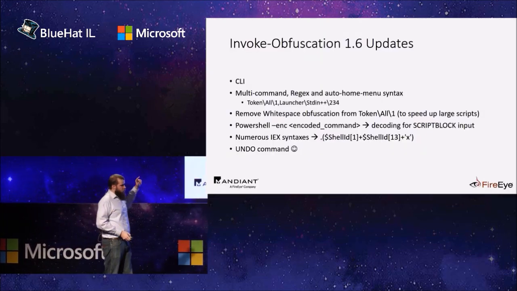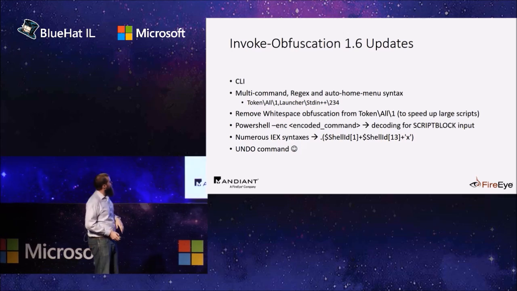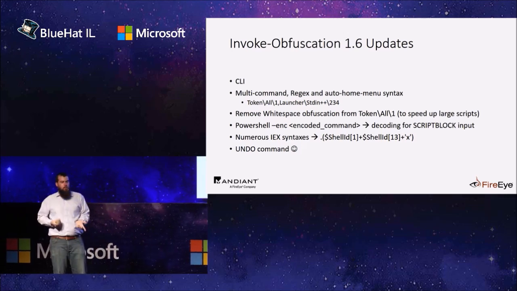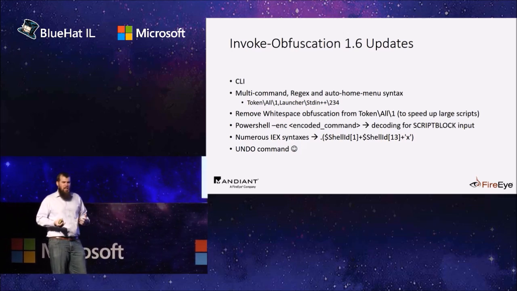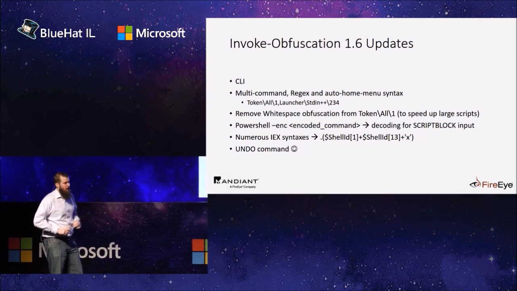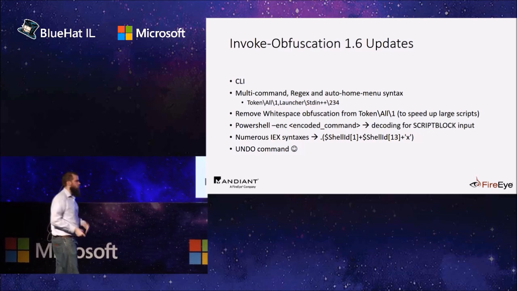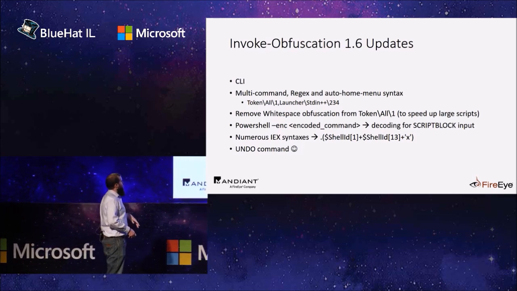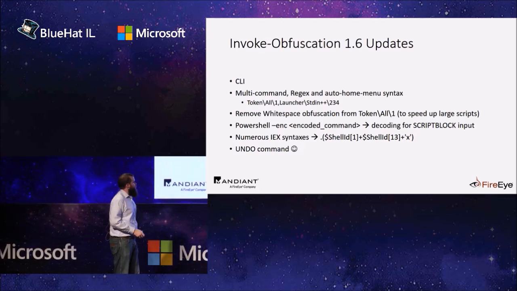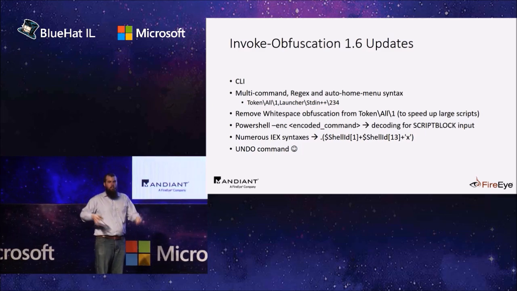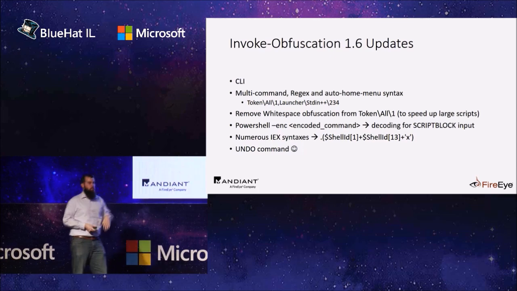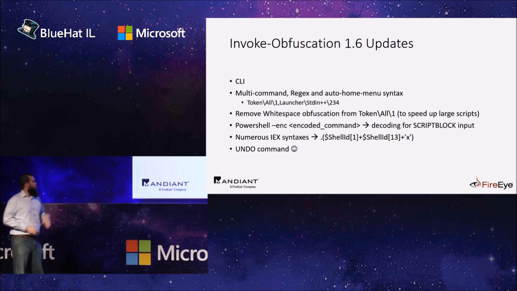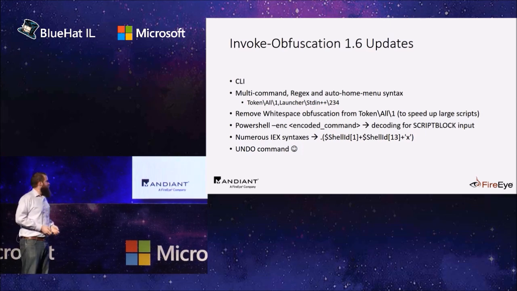Again, command line interface, multi-command regex, home menu syntax. I did remove white space from the automated token all because it took a long time for really large scripts, so you can go back and manually add that if you want. Basically, introducing random white space at every place in the command or script that it can. If you want to just enter in a script block as PowerShell encoded command and your encoded command blob, then it'll basically grab that blob, decode it, and set that as your script block to make it a little easier. Numerous weird invoke expression syntaxes, and of course, the undo command, the thing I'm most proud of.